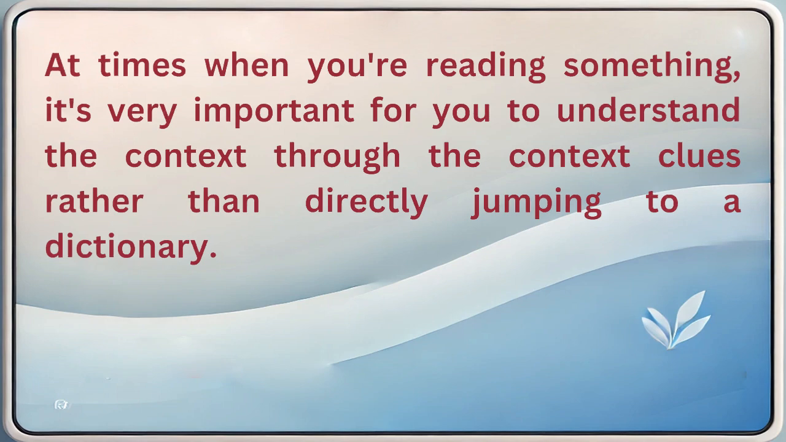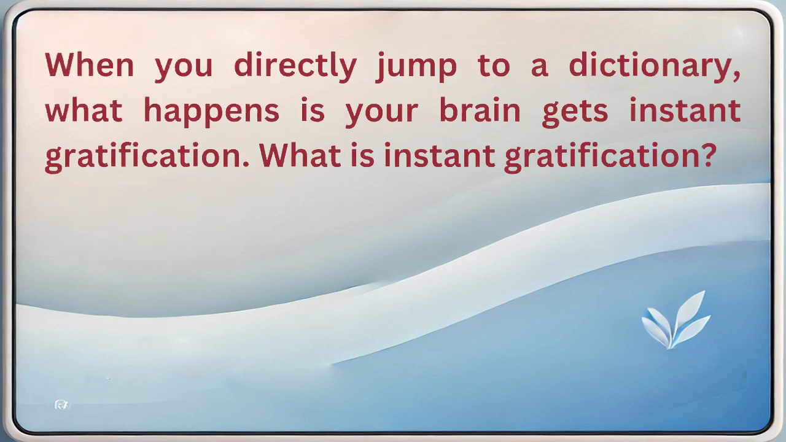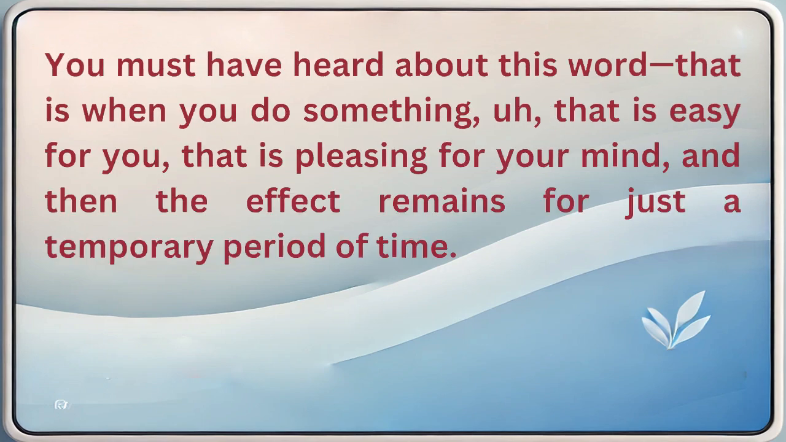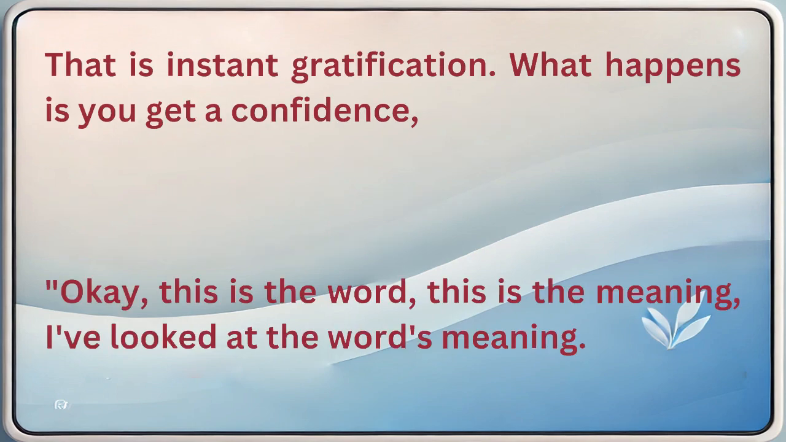At times when you're reading something, it's very important for you to understand the context through the context clues rather than directly jumping to a dictionary. When you directly jump to a dictionary, what happens is your brain gets instant gratification. What is instant gratification? You must have heard about this word. That is when you do something that is easy for you, that is pleasing for your mind, and then the effect remains for just a temporary period of time. That is instant gratification.